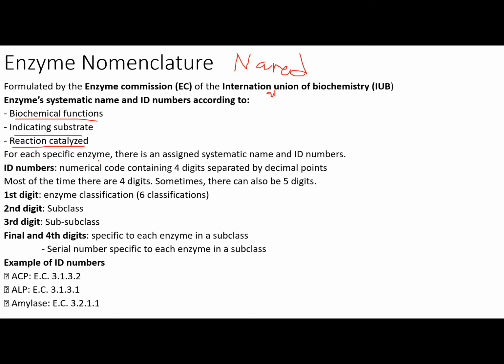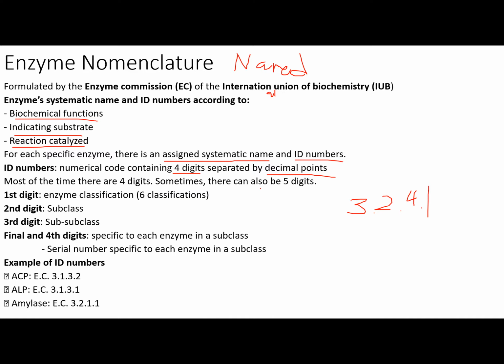Now for each specific enzyme class, there is an assigned systematic name and ID number. So the ID number here, please take note class, is composed of 4 digits. So the ID numbers are composed of 4 digits separated by decimal points. So it can be 3.2.4.1. It's 4 digits separated by decimal points.